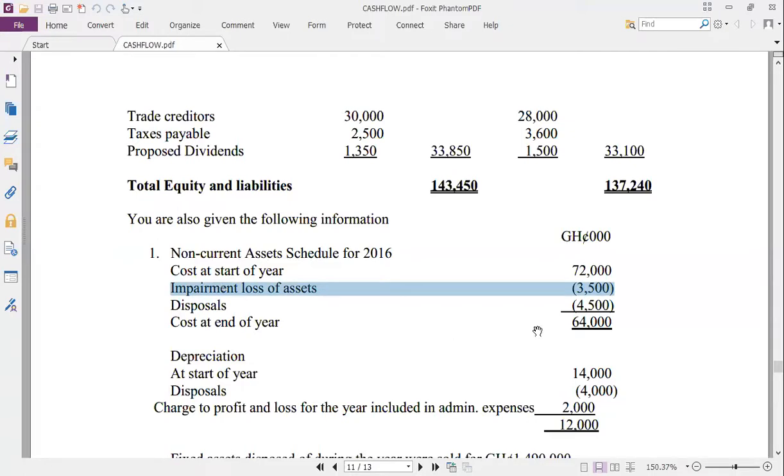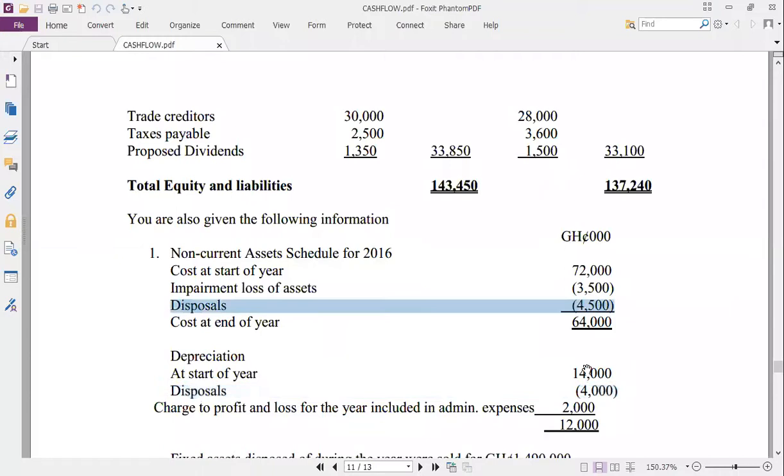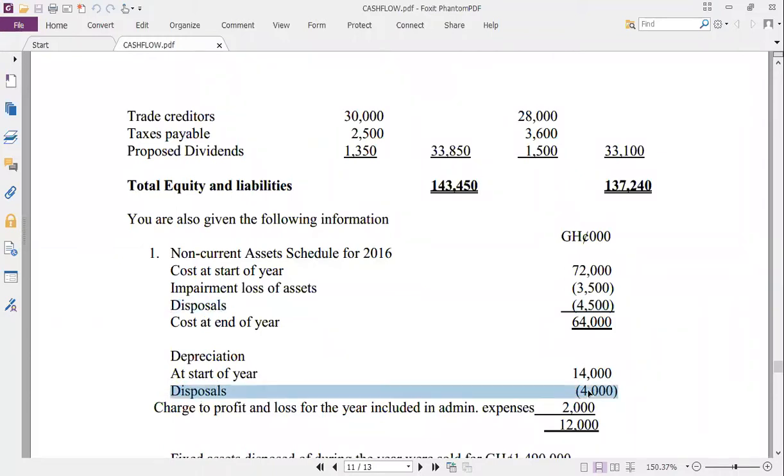The next item is disposal. This is the cost of the disposed asset, 4,500. Agreed. If you come here during the depreciation section, you can see disposal to the right. That's a remover. The accumulated depreciation of the disposed asset is also what? 4,000. So what's the current amount of the disposed asset? 500, right? Because the cost of 4,500 here, less the accumulated depreciation, which is what? 4,000, giving us what? 500.